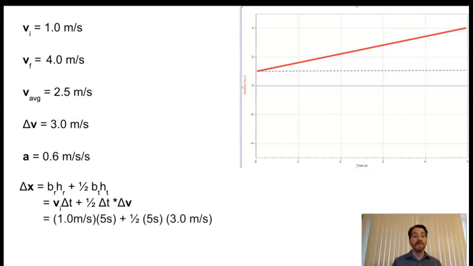I want to put in my numbers. The area of the rectangle is the 1 meter per second times the 5 seconds. 1 meter per second is v initial, and 5 seconds is the time elapsed. And then for the triangle, it's 1/2 times the base of the triangle, which was 5 seconds, times the height of the triangle, which was 3 meters per second. And so I get a displacement of 5 meters plus 7.5 meters, which is a total displacement of 12.5 meters for whatever this object was. And that's great.